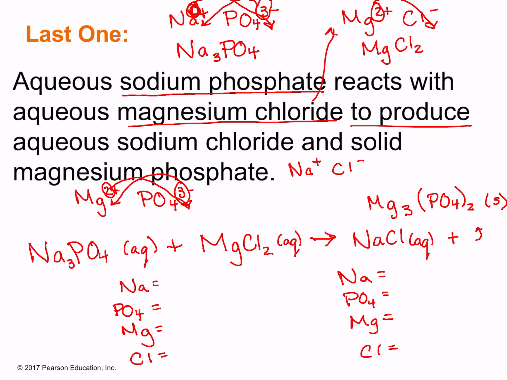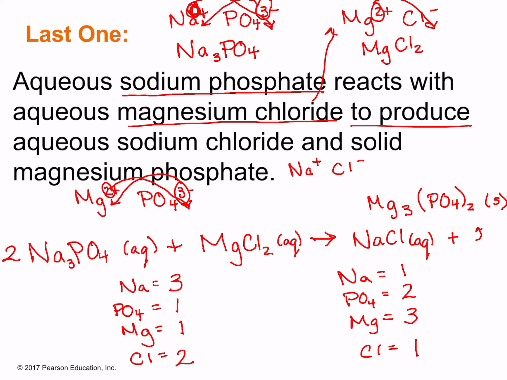So on the left, we have 3 sodiums, we have 1 phosphate, 1 magnesium, and 2 chlorines. On the right, we have 1 sodium, we have 1 chlorine, we have 3 magnesiums, and we have 2 phosphates. So now we need to go through and balance this. I'm going to go ahead and balance my phosphates first, just because I know how this plays out. I have 1 on the left and 2 on the right. So I'm going to go ahead and put a 2 out front here.